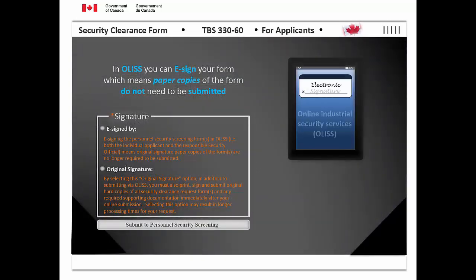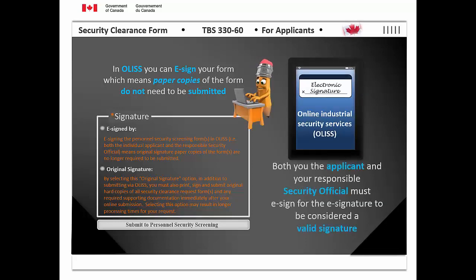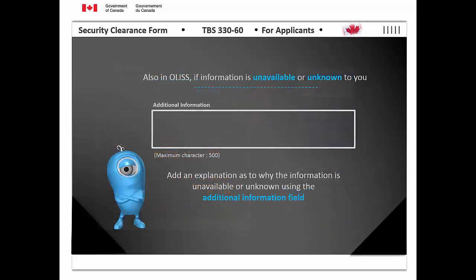In OLS, you can e-sign your form, which means paper copies of the form do not need to be submitted. Please note that both you, the applicant, and your responsible security official must e-sign for the e-signature to be considered a valid signature. Also in OLS, if information is unavailable or unknown to you, you can add an explanation as to why the information is unavailable or unknown, using the additional information field now available.